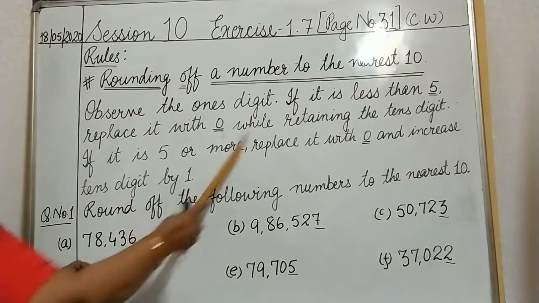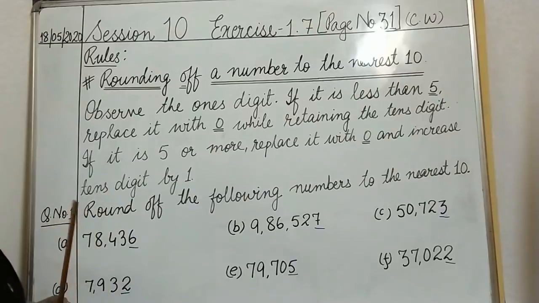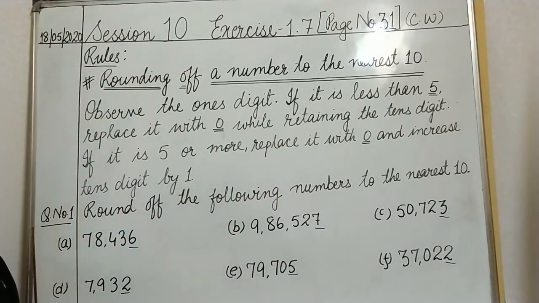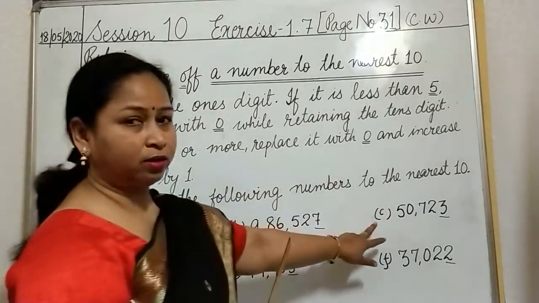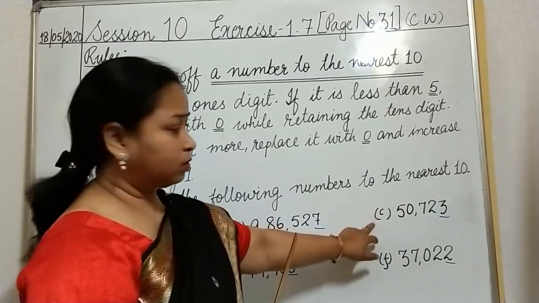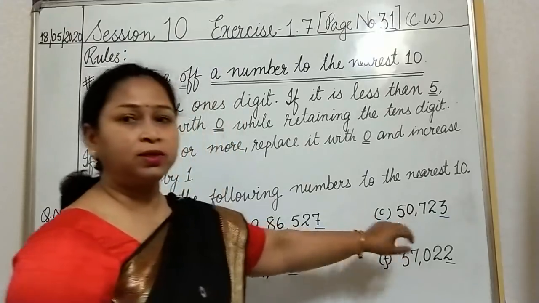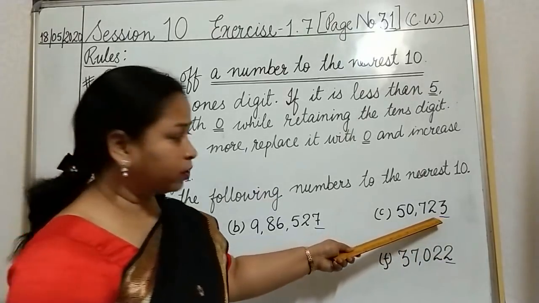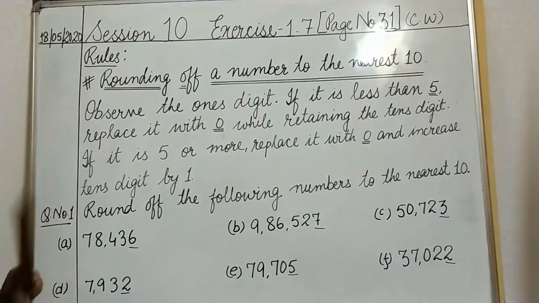Then read out the next part. If it is less than 5, part by part we will move on, so it will be convenient for you to understand. If it is less than 5, now check which are the questions where the ones place is less than 5. Question A, it is more than 5. Here, question C is given 50,723. So 3 is less than 5. Now, if it is less than 5, what to do?